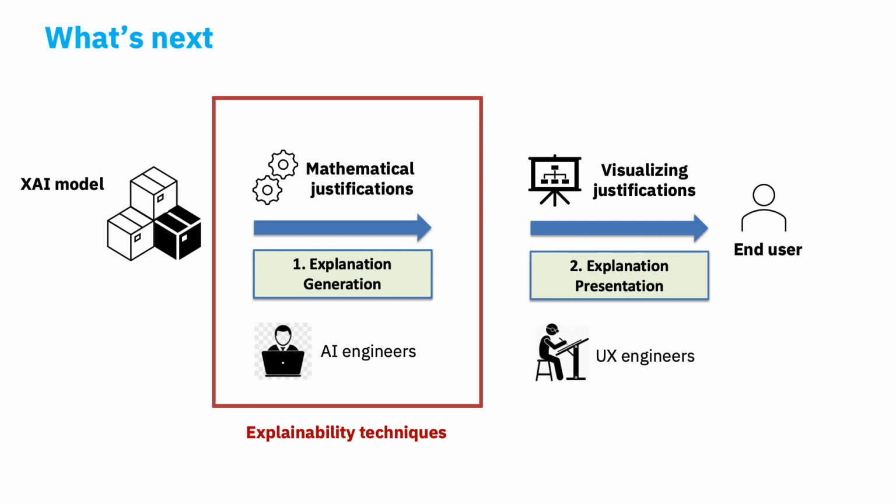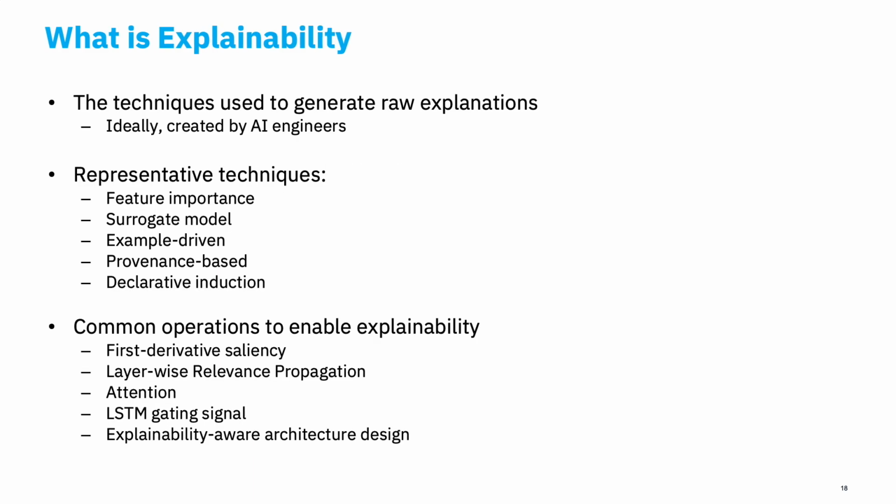With this in mind, we next dive into the first step of the whole process, that is the explanation generation step. We will talk about different explainability techniques we observed from our literature review. First, we need to answer the question, what are explainability techniques? We define explainability techniques as the techniques used to generate the raw explanations, that is, the mathematical justifications. As mentioned earlier, ideally, AI engineers are the people who work on this part. From our literature review, we have observed a few representative techniques, including feature importance, surrogate model, example-driven, provenance-based, and declarative induction approaches. We will discuss each of them in more detail shortly.